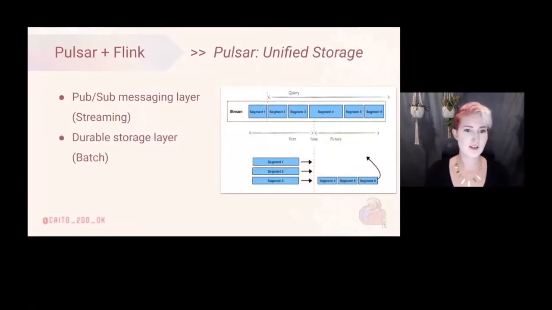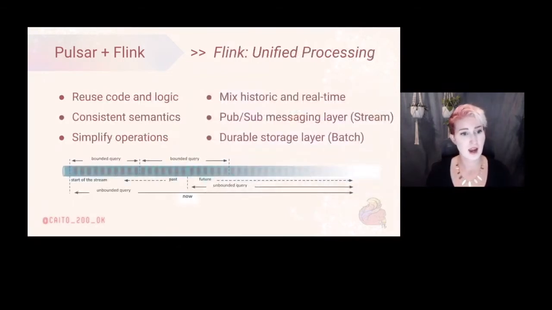So on the Pulsar side, this relates to where data in Pulsar is abstracted as infinite segmented streams, with those two levels of abstraction: a pub/sub messaging layer for streaming and a layer for durable storage and offloading. So a data processing engine can use either level to process the data in the most efficient way. And that's where Flink comes in. Flink is a streaming-first data processing engine that can also do very efficient batch processing.